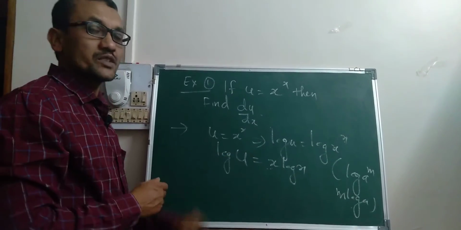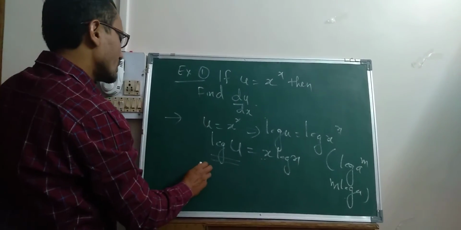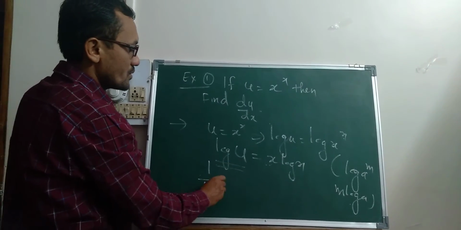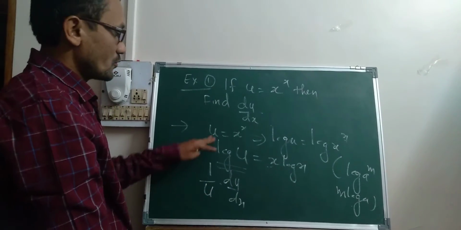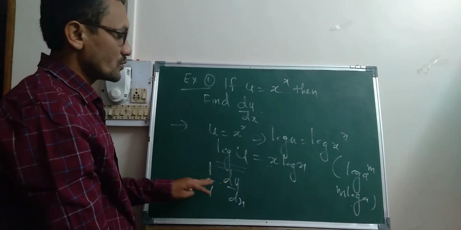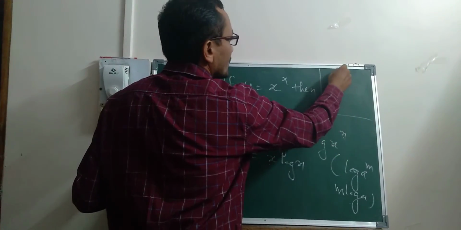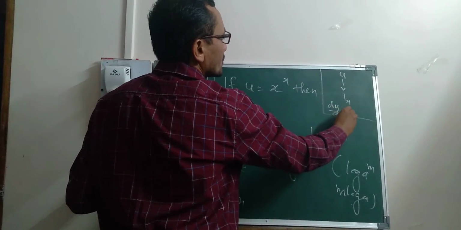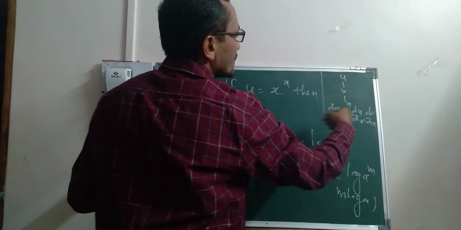Now we will differentiate both sides with respect to x. So log u is a function of u and u is a function of x, so we use the chain rule here. What is the derivative of log u? The derivative of log u is 1 by u into the derivative of u with respect to x. This is the chain rule. We know the chain rule formula: suppose u is a function of v and v is a function of x, then du by dx is equal to du by dv into dv by dx.